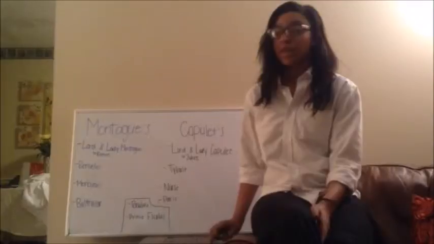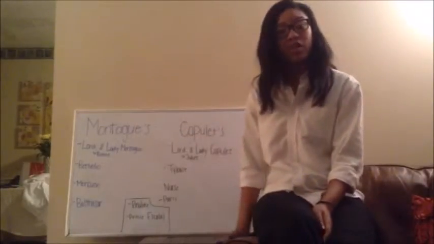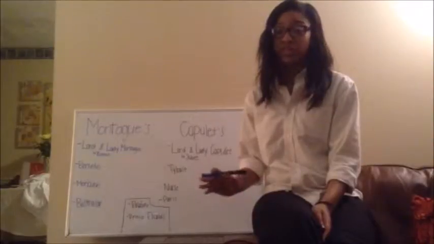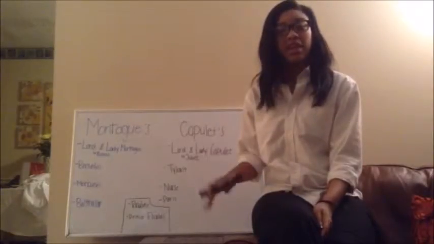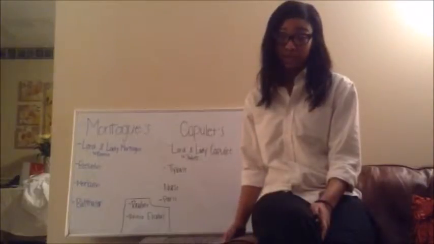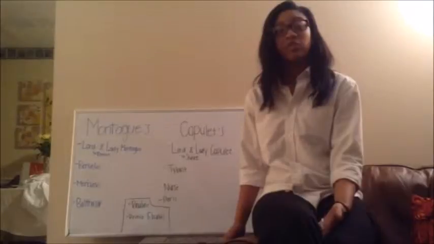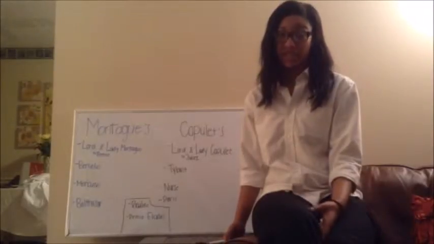So to begin, we have two families, the Montagues and the Capulets. Already there is conflict between these two families that has been around for many years, way before this play even takes place. One of the problems is that the families neither want to forgive each other, thus their conflict continues.